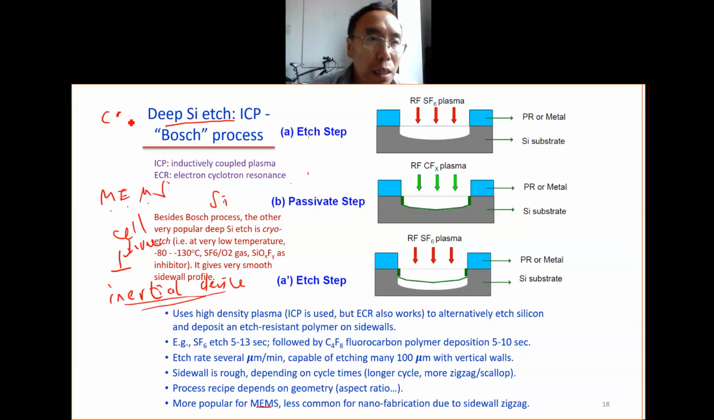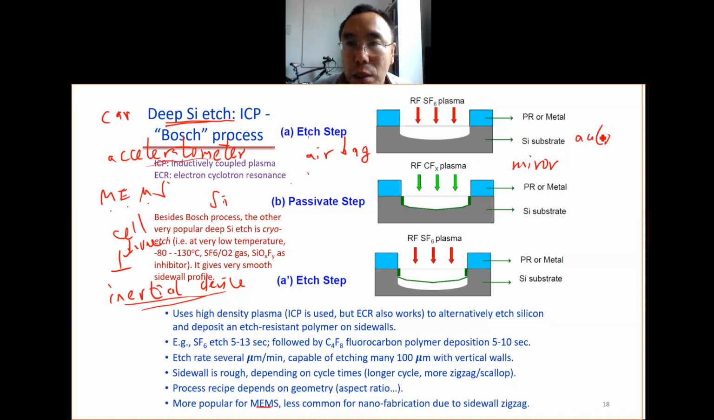For the car, we have the accelerometer. That means when there is an accident, this accelerometer will be triggered. Then the airbag will blow up. So the accelerometer also uses a lot of deep silicon etching. For automatic driving, the MEMS mirrors also use deep silicon etching. So this is very popular.